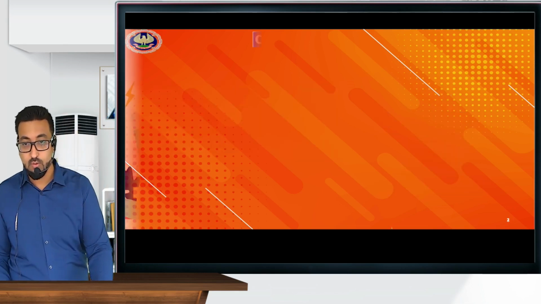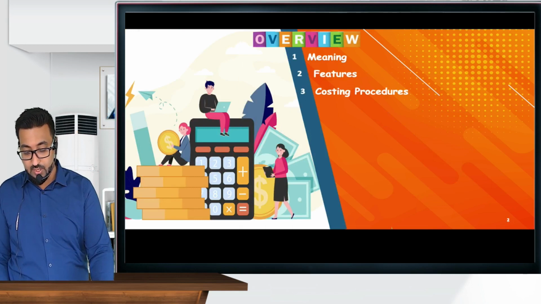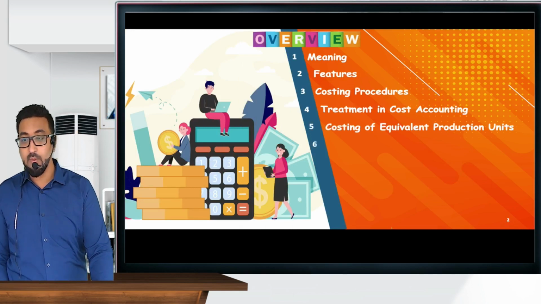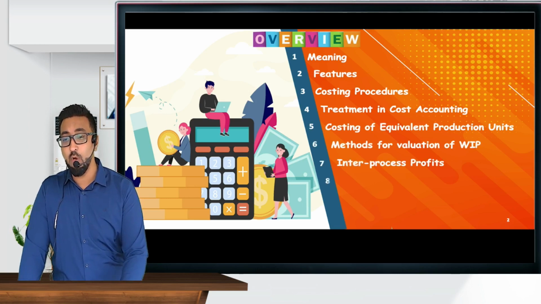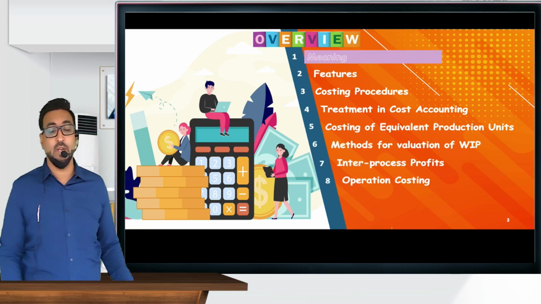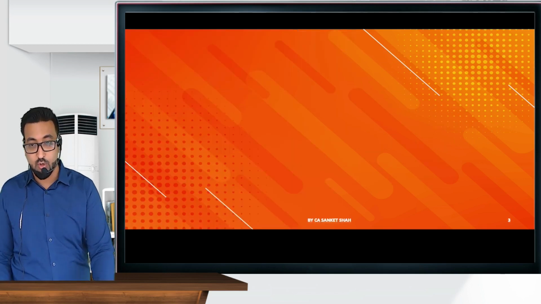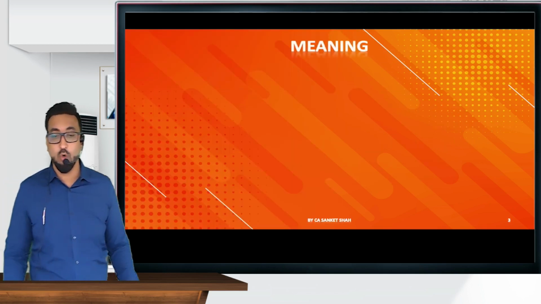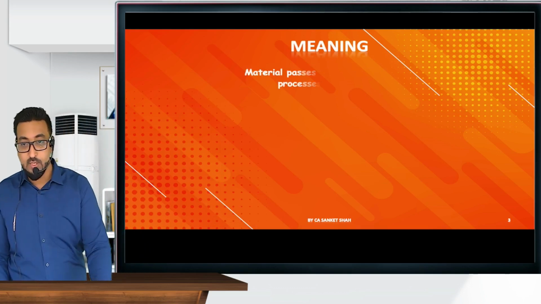जल्दी जल्दी लिखो. So overview of this chapter, what we are going to see in this chapter: meaning, features, costing procedures, treatment in cost accounting, equivalent units, very important, methods for valuation of WIP, inter-process profit, and what is operation costing. So first thing you have to write meaning of process costing. So write down in 100 pages notebook. 100 pages notebook में आ जाइए जल्दी से and write down what is the meaning of this process costing.